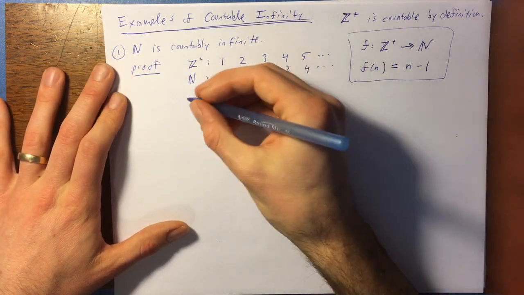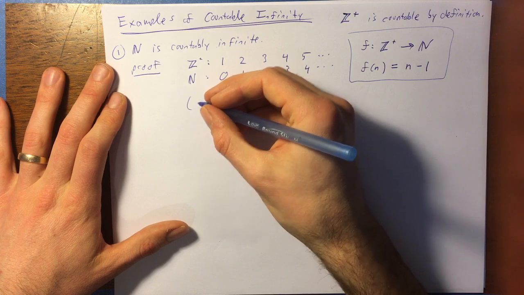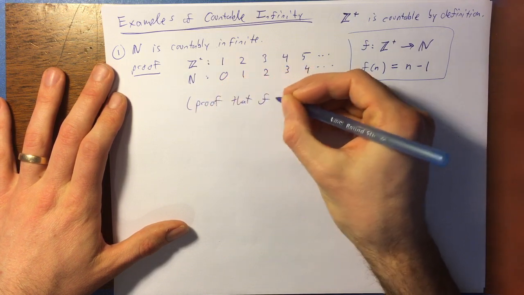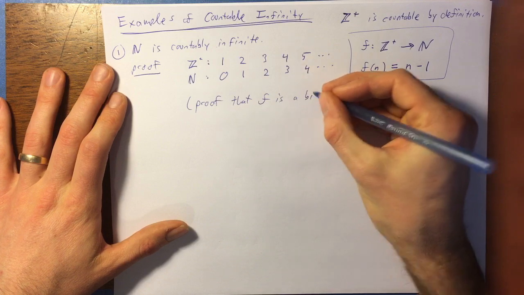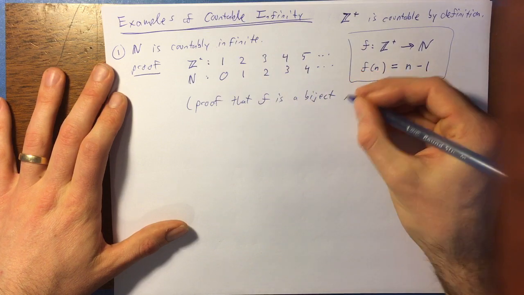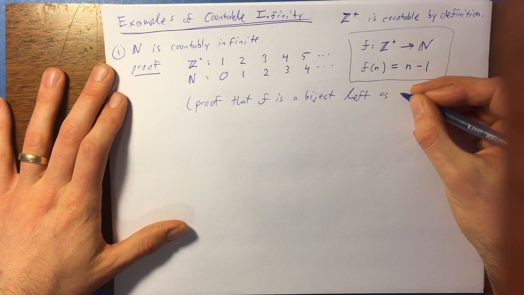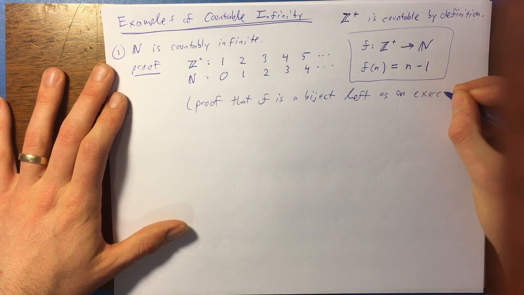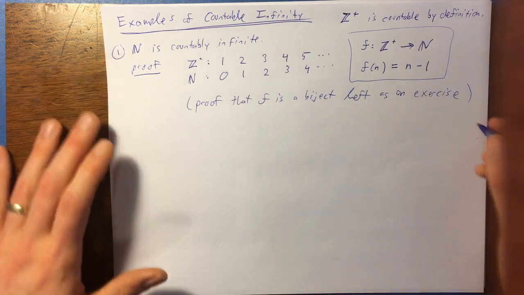I'm not actually going to prove that because I want to leave that to you as an exercise. So, proof that f is a bijection: left as an exercise. Try that on your own. I think you'll find it's pretty straightforward. I am going to show you how to do it with a little bit of a more interesting example.